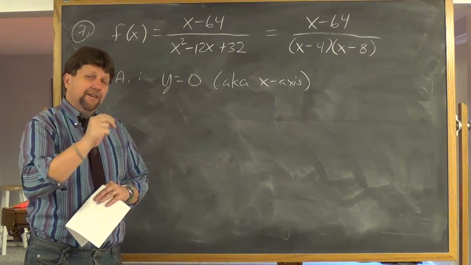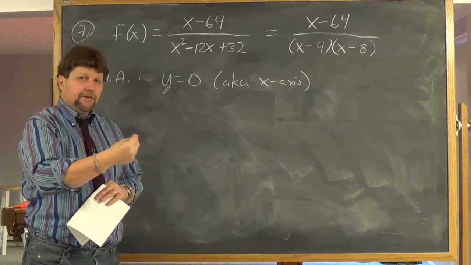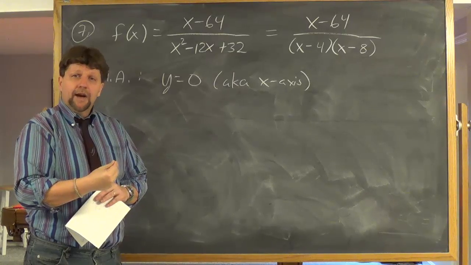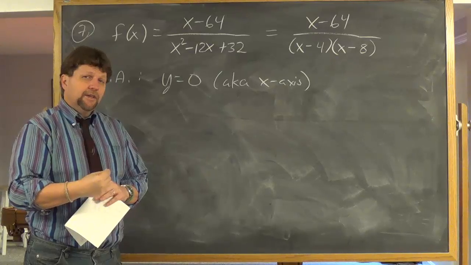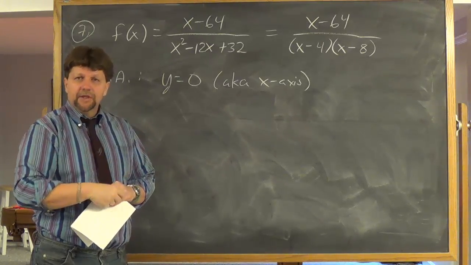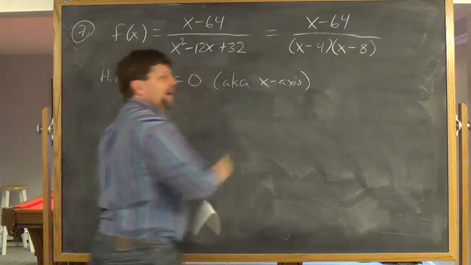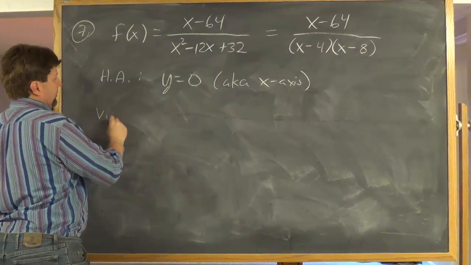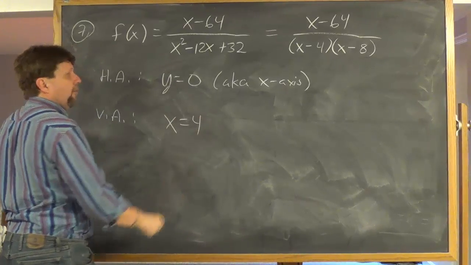So in other words, any value of x that makes the denominator 0 and the numerator 0 would be producing a hole in the graph. Any value of x that makes the denominator 0, but the numerator is not 0, that's producing a vertical asymptote. So here, we have two values of x that are making the denominator 0. The first is x equals 4.